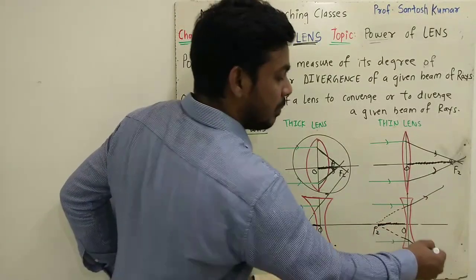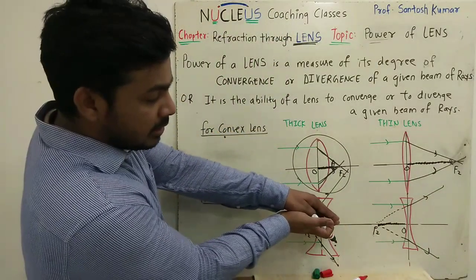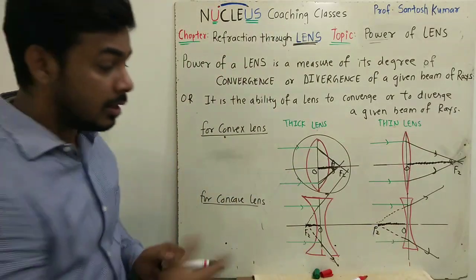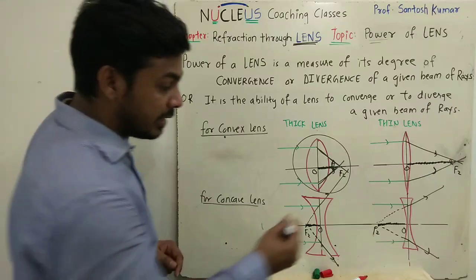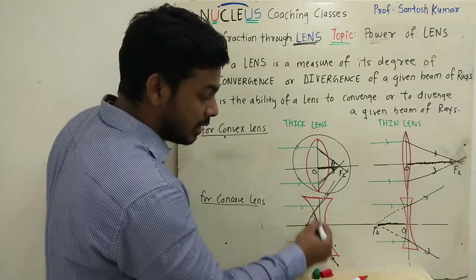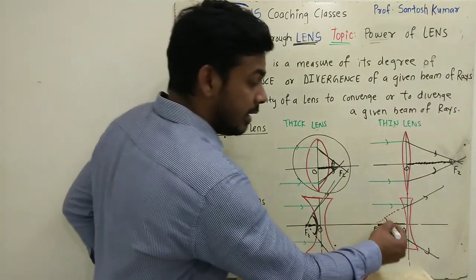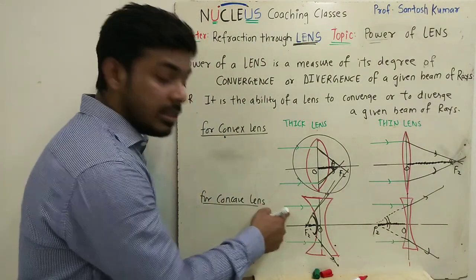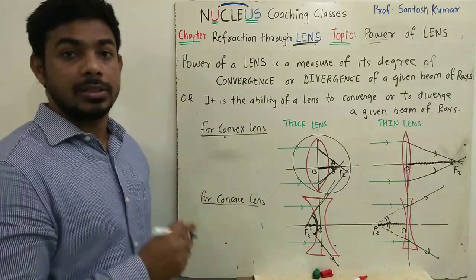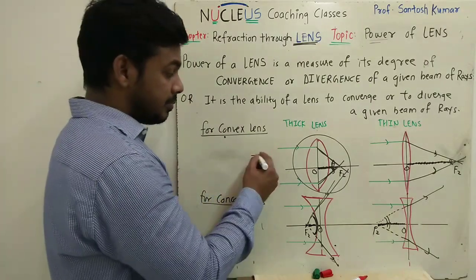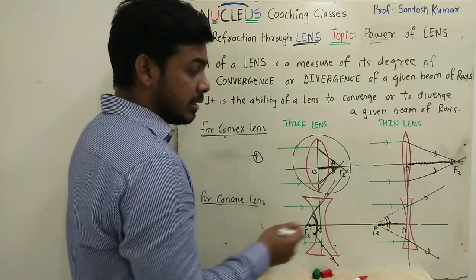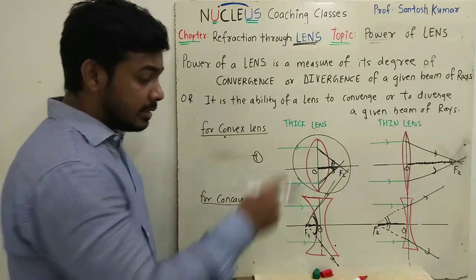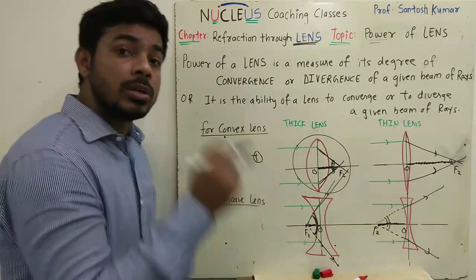So a parallel beam of rays sometimes diverges to a greater extent, sometimes to a smaller extent. In which case is the divergence more? We can see the divergence for this ray is more because this angle is more, and here the divergence is less. So from these two lenses, this lens produces more divergence. In the first case, the thicker lens produces more convergence, and in the second case, the thicker lens produces more divergence.